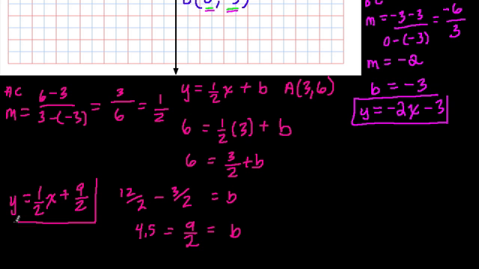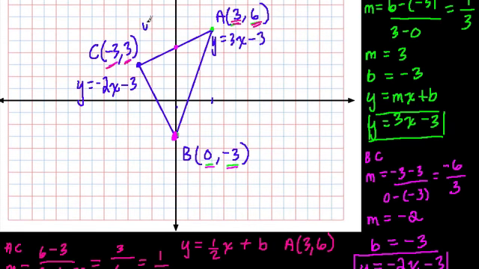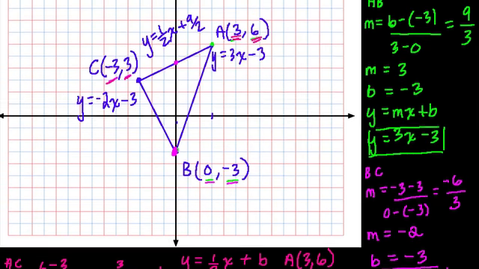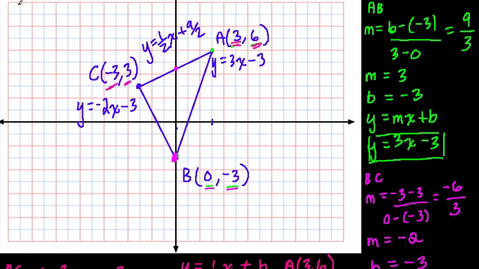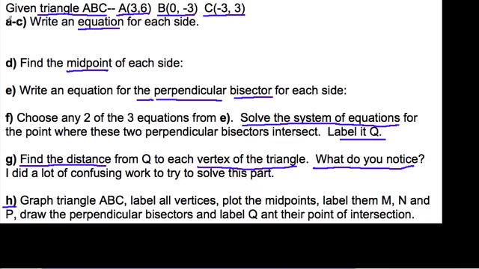So we've got our 3 equations for our 3 lines. Let's put that on our graph so we don't lose track. So y equals 1/2 x, right, plus 9 over 2. And we're done with the first 3 parts, A, B, and C. So let's put a check mark there. We've got that. Find the midpoint of each side.